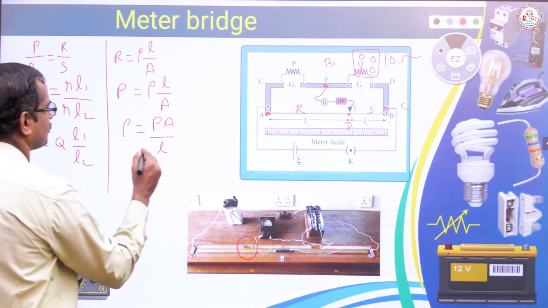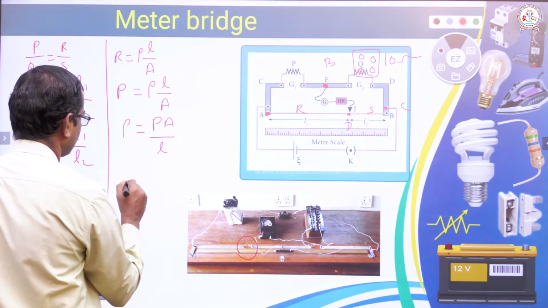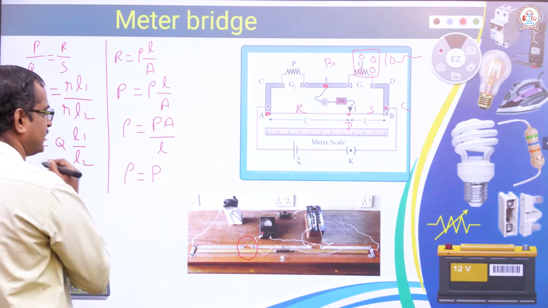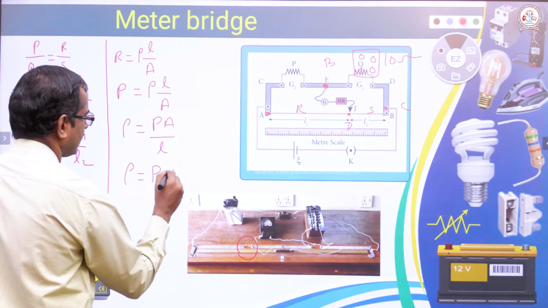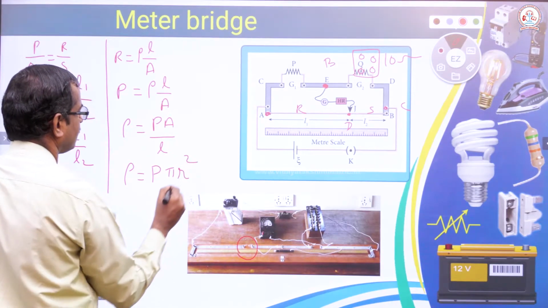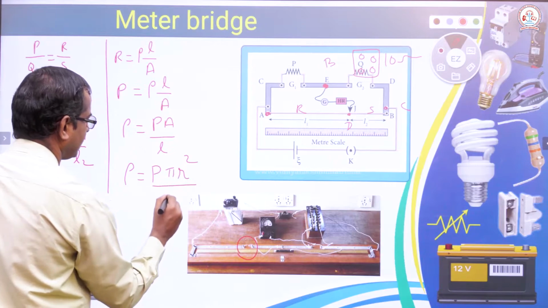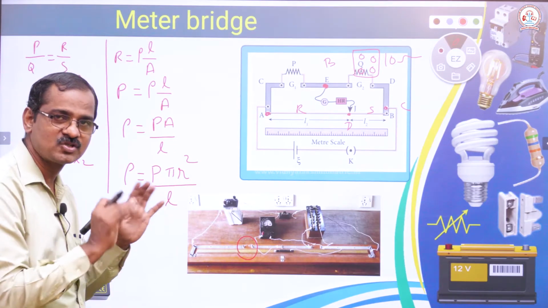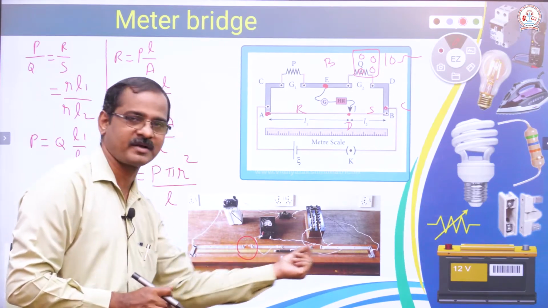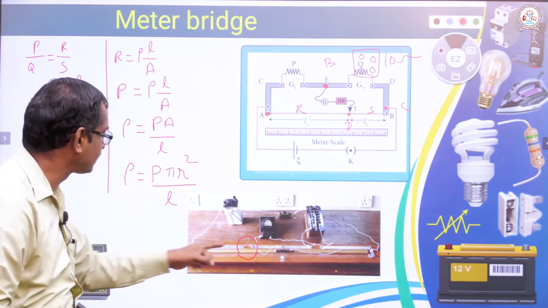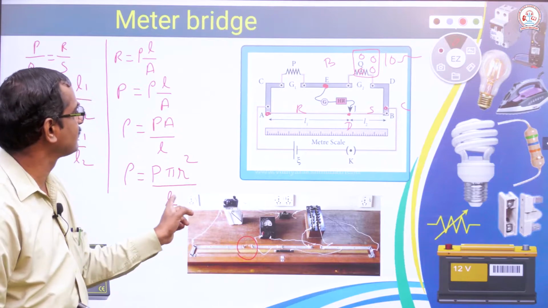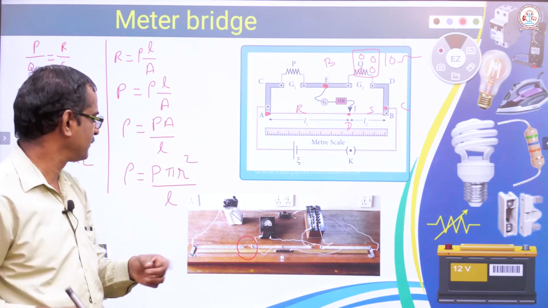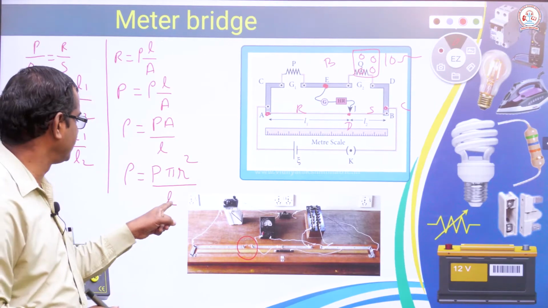So, here we can substitute pi r square. Rho is equal to P, that is the resistance value which you have calculated here, times A equal to pi r square, divided by L, the length of the wire. This L is not the length of the meter bridge wire, that is the length of the wire which is connected here. Okay, actually it will be a coil. That length should be substituted here.